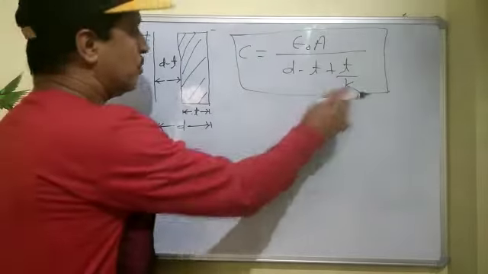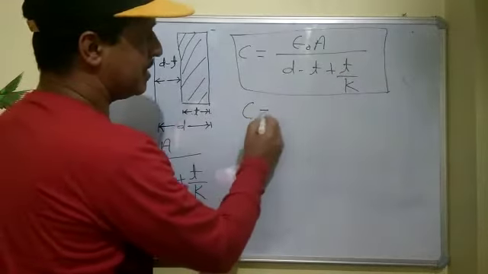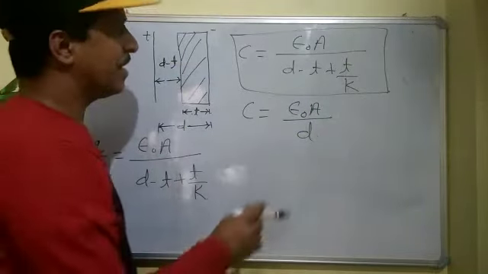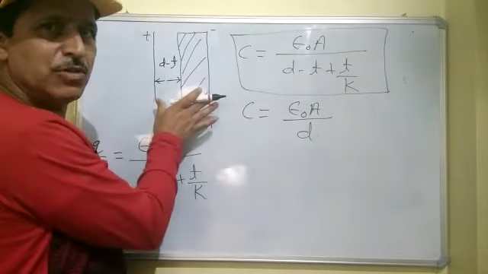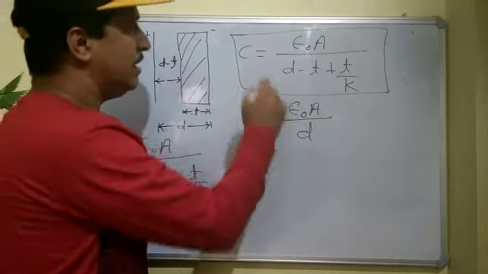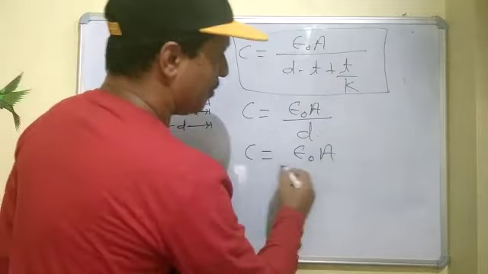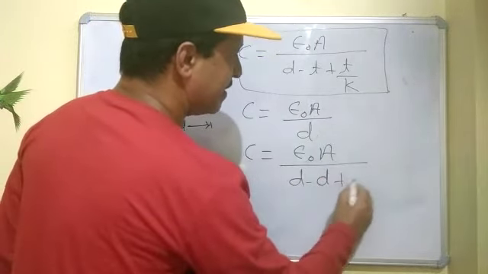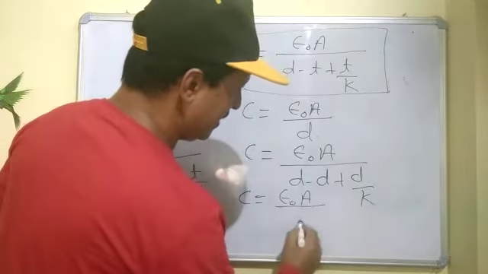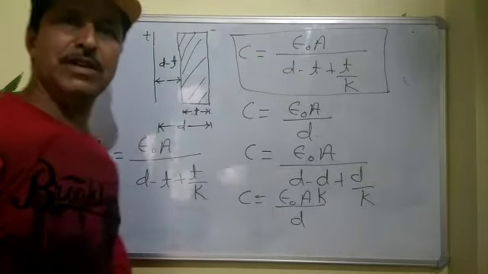Now, if we do not have any dielectric slab between the plates of the capacitor, then T will be 0. So C becomes C equal to epsilon 0 A upon D, as has been discussed already. And if the whole space between the two plates is filled with the dielectric slab, then T will be equal to D. So the capacitance becomes epsilon 0 A upon D minus D plus D upon K. That is C equal to epsilon 0 A upon D into K. D and D will cancel, and this is the expression which I have already told you.